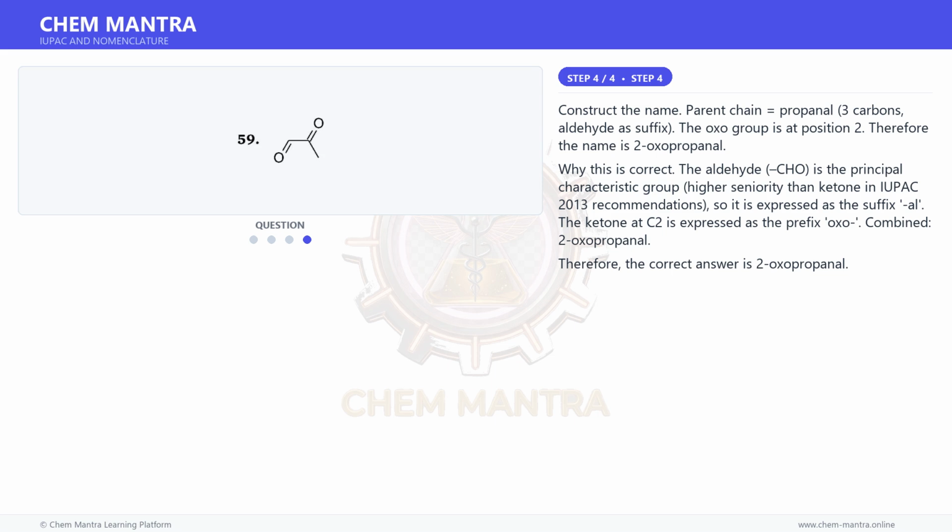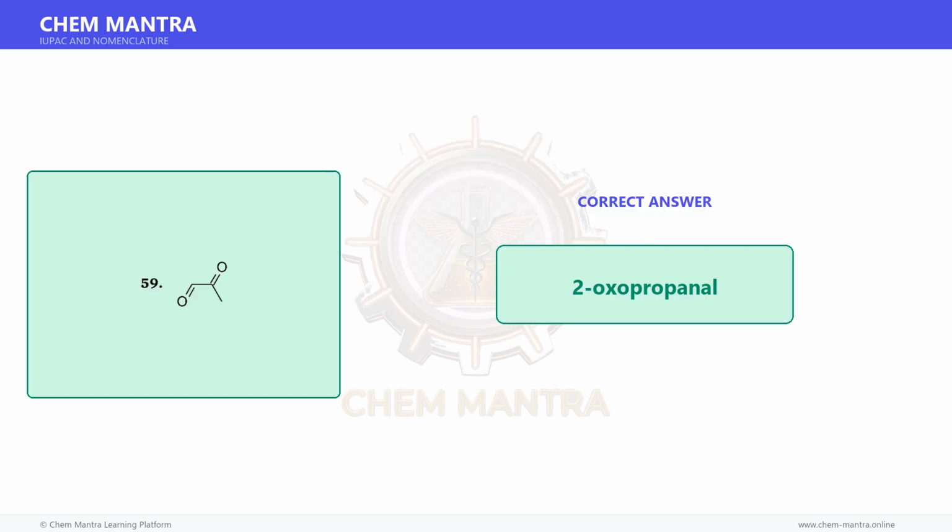Why this is correct? The aldehyde, CHO, is the principal characteristic group, with higher seniority than ketone in the IUPAC 2013 recommendations, so it is expressed as the suffix -al. The ketone at C2 is expressed as the prefix oxo. Combined: 2-oxopropanal. Therefore, the correct answer is 2-oxopropanal. The correct answer is shown on screen.